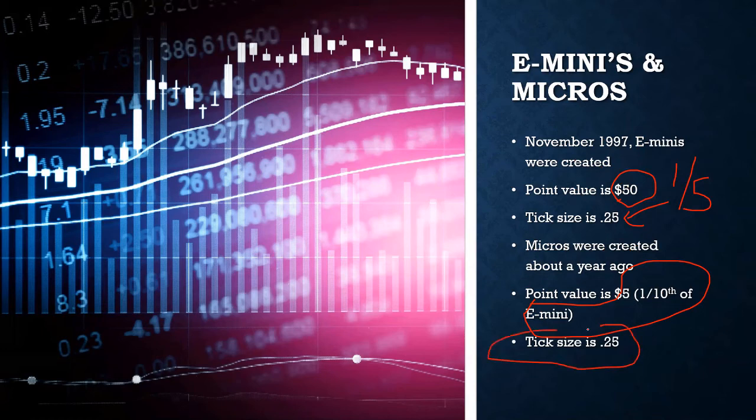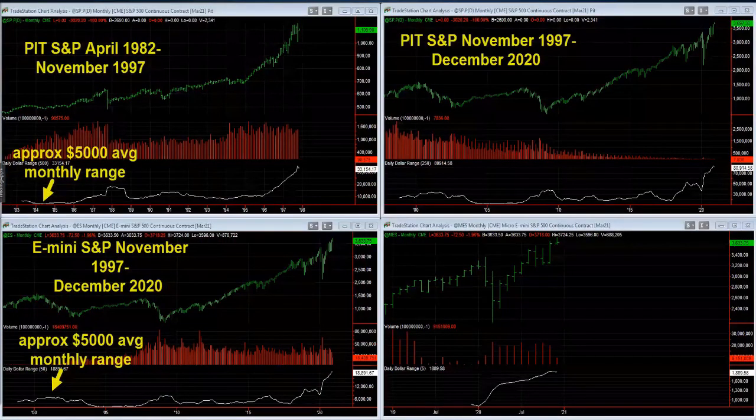So 0.25 and the point value is 5. So it's really a 1/10 contract of the E-mini. And so it's another situation where if you buy 10 micros, you're paying more commission than if you trade one mini. So here is a chart of all this.